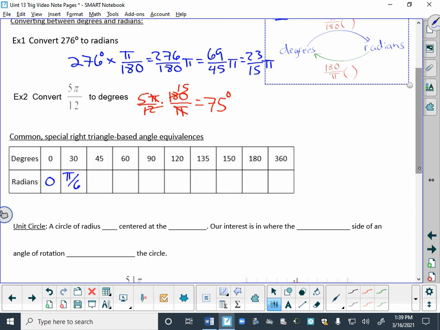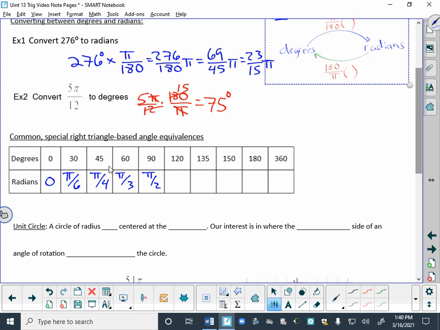30 degrees will be pi over 6 radians. 45 degrees is pi over 4 radians. Pi over 3 is equivalent to 60 degrees. 90 degrees is pi over 2 radians.